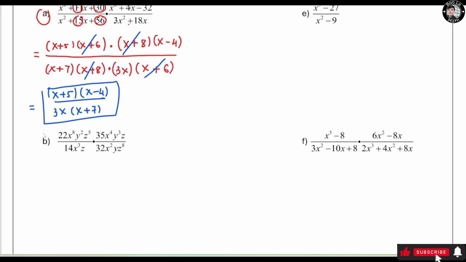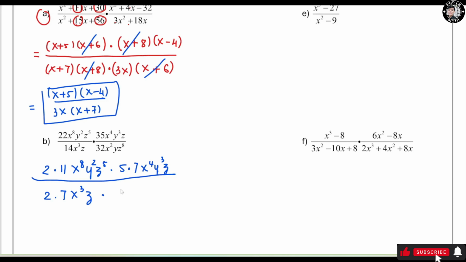Now question B. 22 can be written as 2 times 11, right? Times x to the 8 y squared z to the 5th, times 35 can be written as 5 times 7 times x to the 4 y cubed z, over 14 can be written as 2 times 7 x cubed z, times, we just rewrite 32 x squared y z to the 8.